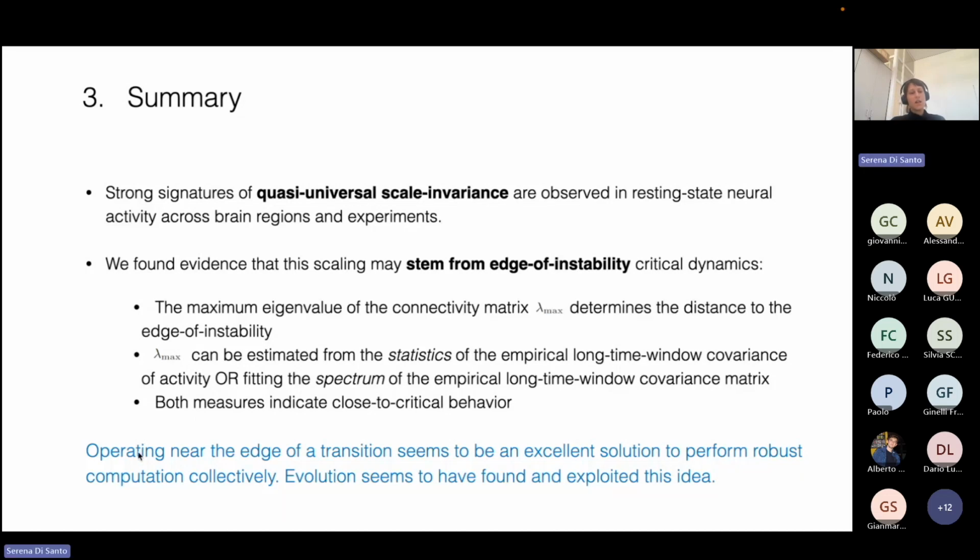So the bottom line is that operating near the edge of a transition seems to be an excellent solution that nature found to perform robust computation collectively. So again, evolution seems to have found this idea and exploited it.